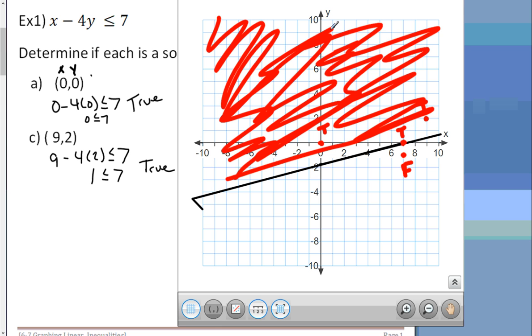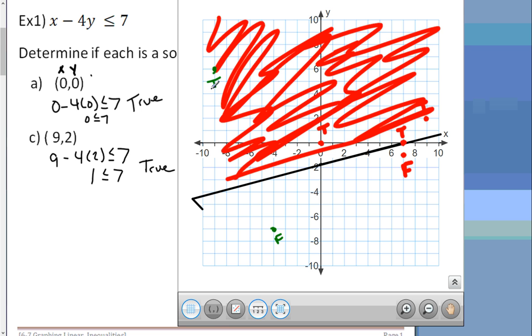If I pick any point up here and put it into this equation, it's going to be true. If I pick any point down here and put it into this equation, it's going to be false. So let's just try that. Let's pick 2 random points, this point right here and this point right here. If I put this point into the equation, it should be true, and if I put this point in, it should be false. Let's see if that's true.